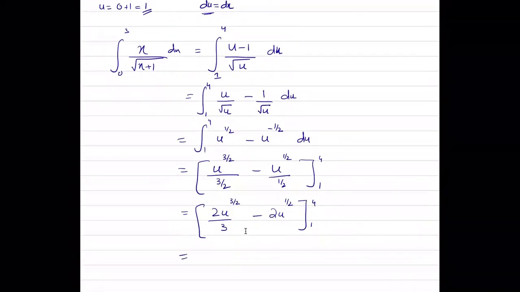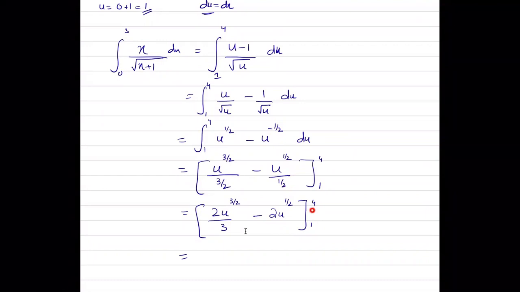We are going to plug in the limits. How did I get 2u? Okay. So u to the power of half upon half. When we integrate u to the power of minus half, we add 1 to the power divided by the new power, so it is going to be u to the power of half upon half, and this number divided by half is 2 times u to the power of half.